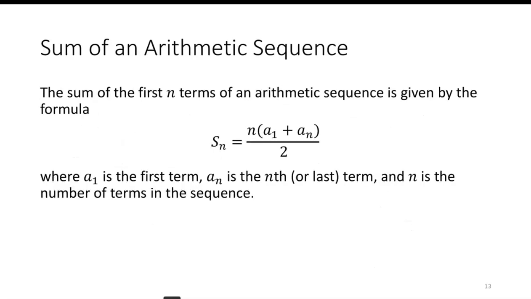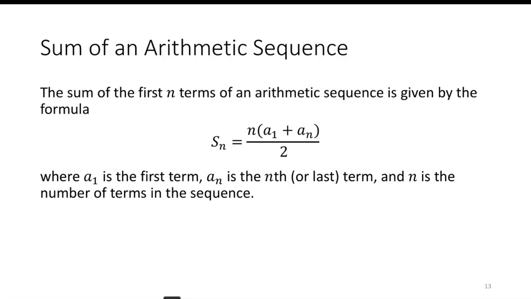But there is a simpler formula that's based on that technique. So the sum of the first n terms of an arithmetic sequence is given by this sum here, n times a1 plus an over 2. Where a1 is the first term, an is the last term of the sequence, n is the number of terms in the sequence, and then divide by 2.